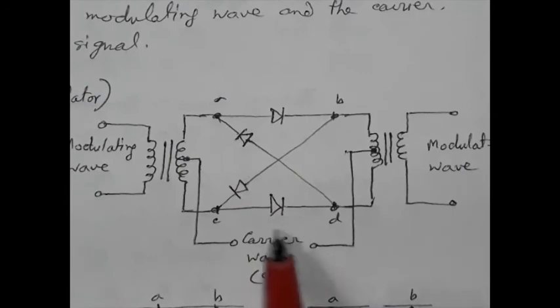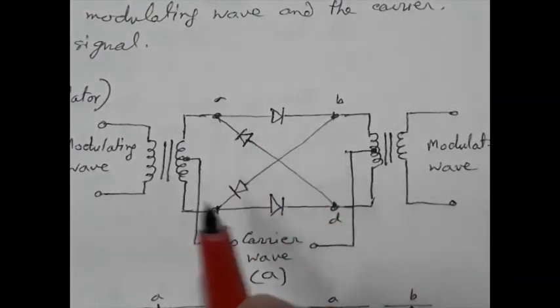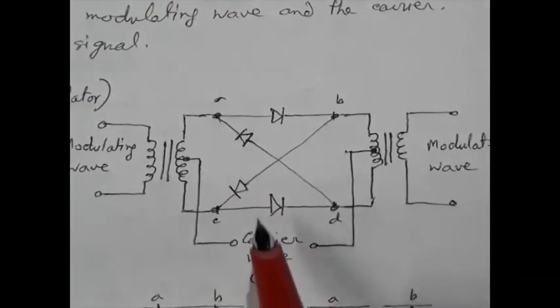Now this carrier wave controls the forward bias and reverse bias of these diodes during the positive half cycle of the carrier signal.